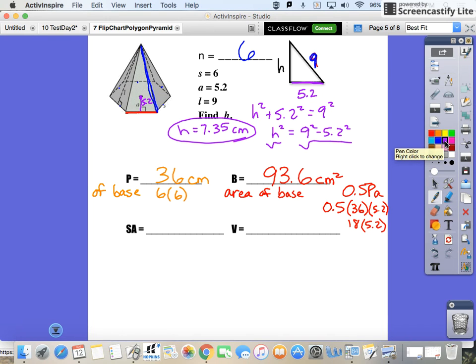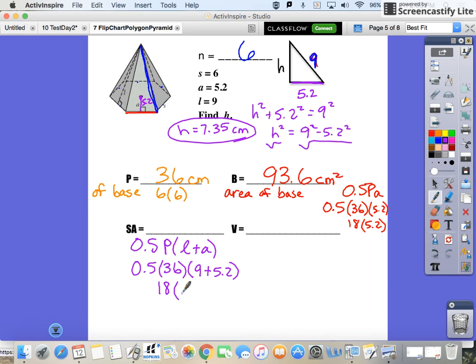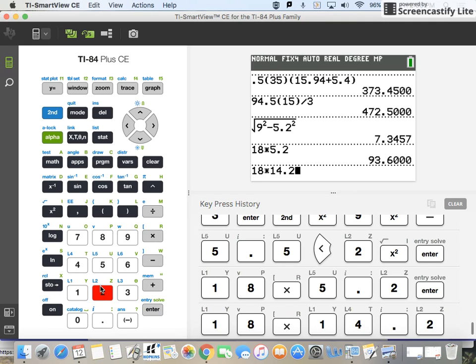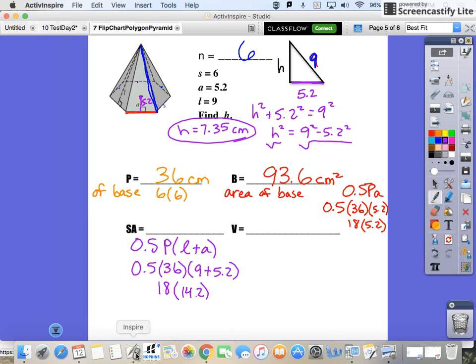Then our surface area. The formula for surface area is 0.5 p times the sum of the slant height and the apothem. So half of 36 times 9 plus 5.2. Half of 36 is 18. So 18 times 9 plus 5.2, which is 14.2. Just going to type that in, it's a little bit easier. 255.6. And that's surface area. So we got centimeters squared again.